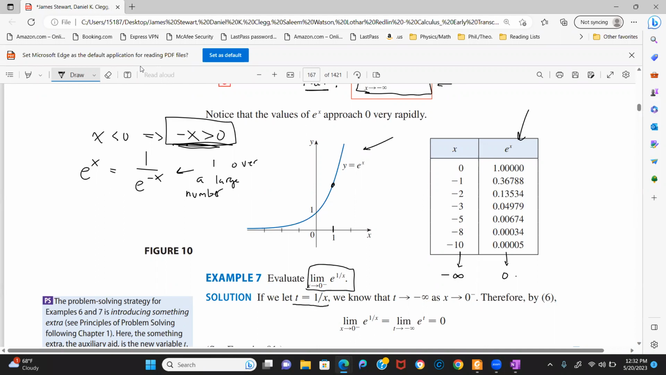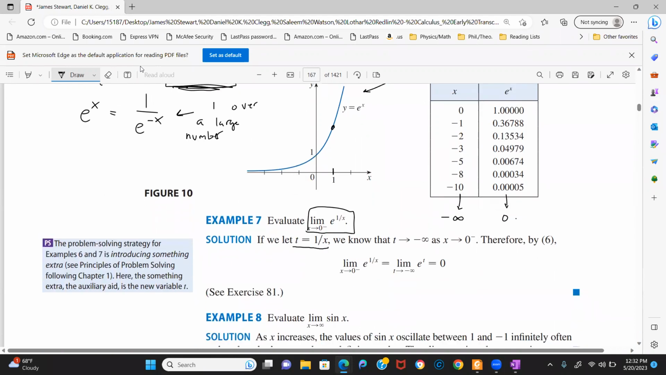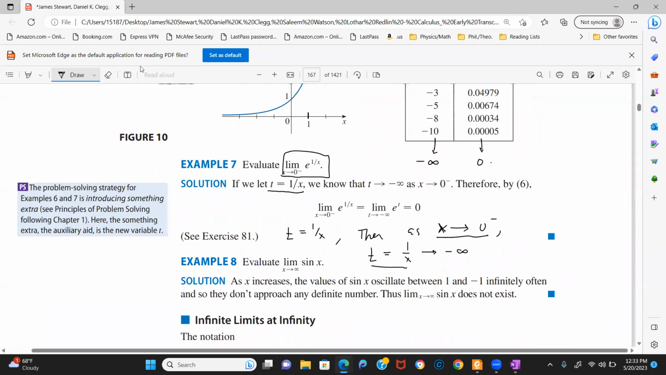So let t be equal to 1 over x. If t is equal to 1 over x, then as x goes to 0 from the left, so it's a small negative number, t, which is defined as 1 over x, should go off to negative infinity, right? I keep saying right, I mean left. And you can just see that from the graph of 1 over x.